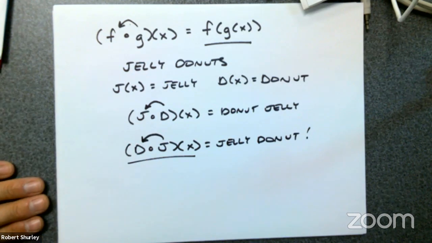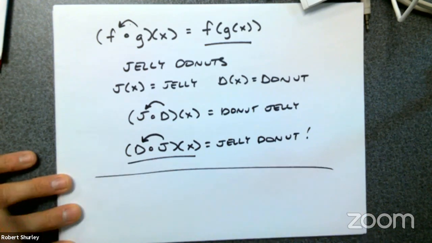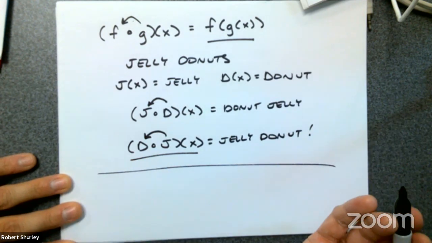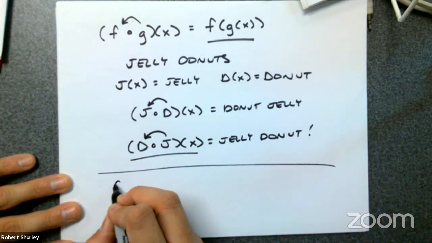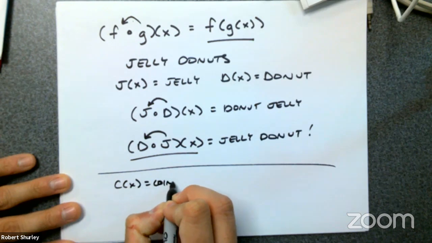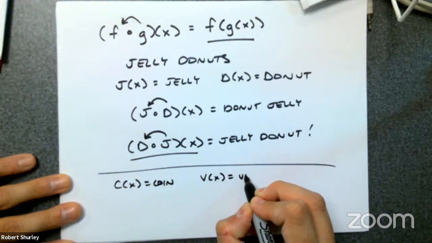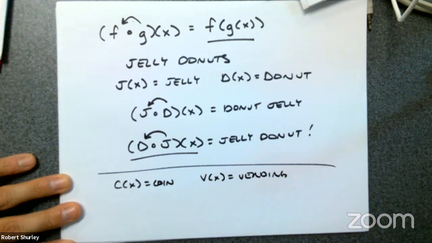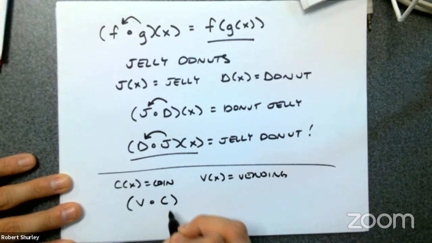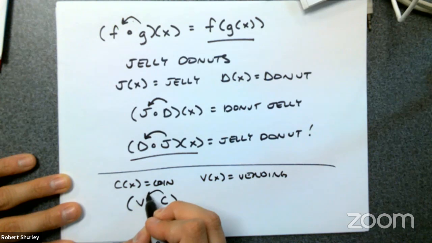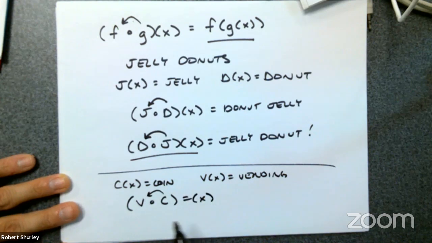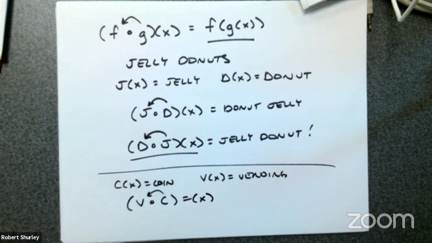Jelly donut. I like the soft drink one, honestly. Because you wouldn't put the vending machine into the coin. You put the coin into the vending machine. So if you want to make that example, Travis, it's not bad. If you said C of X was the coin, right? And then V of X was the vending machine. If I wanted to put the coin into the vending machine for composition, you'd say V composed of C, right? And this puts the coin into the vending machine. Now, the other way you'd put the vending machine into the coin, I don't think that's going to happen, right? That's not going to happen.